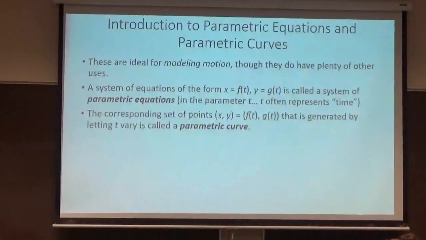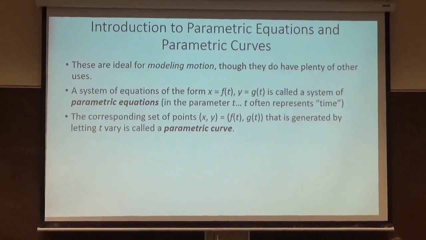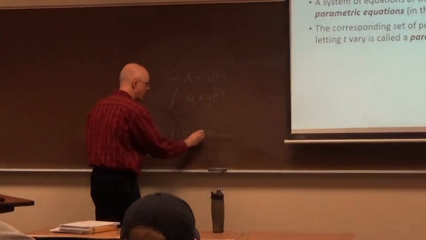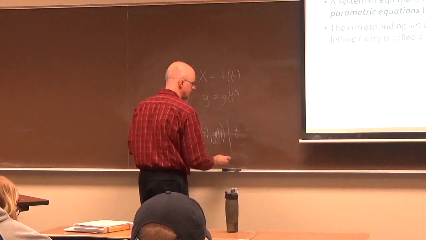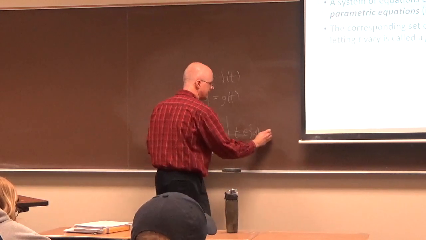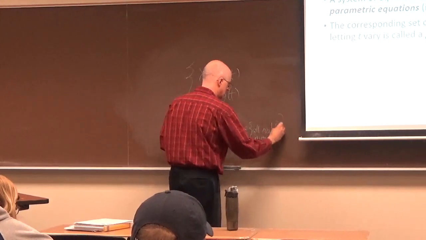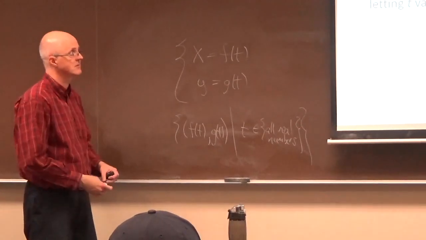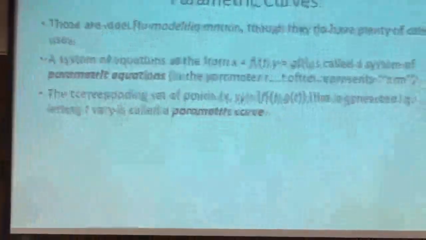The corresponding set of points that you can generate as t varies, which you can write in set builder notation like this: all the points (f of t, g of t) such that t varies over some interval, maybe the entire real number line. For example, all real numbers. That set of points would be a curve, called a parametric curve. And you could try to draw the curve by plotting points.